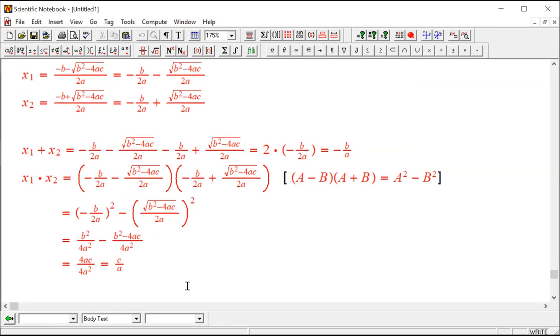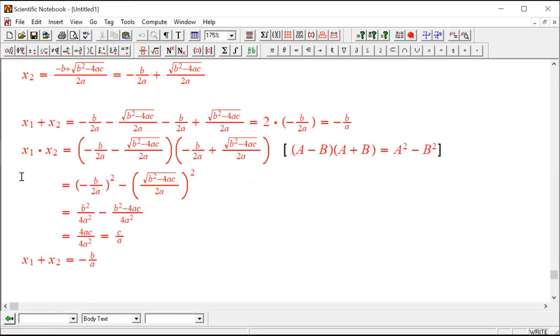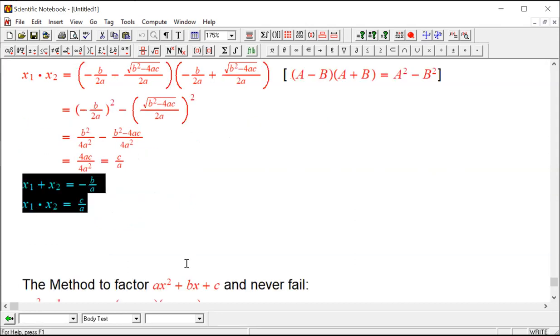Let's just look at what we have found. We found that the two roots of the quadratic formula, if we add them, equal negative b over a. And if we multiply the two roots, it equals c over a. Isn't that interesting? Okay, this is rarely taught in most recent textbooks. I don't know why recent textbooks omitted these important properties.